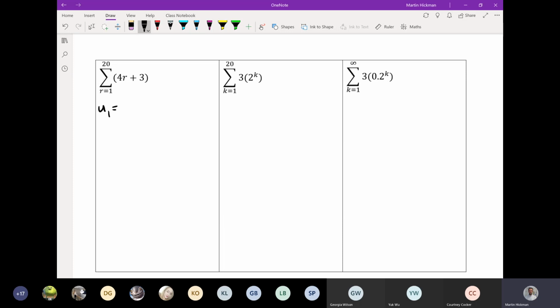So I'm going to work out the first term, u1. This is where I just simply sub in r equals 1 to this function that's in the brackets, the 4r plus 3. So I do 4 times 1 plus the 3, which gives me 7. The second term, I do 4 times 2 plus the 3, which gives me 11. And the third term, 4 times 3 plus the 3, which gives me 15. Now, hopefully we can see here that this is an arithmetic progression. We're adding 4 each time to get to the next term, so we've got a common difference.